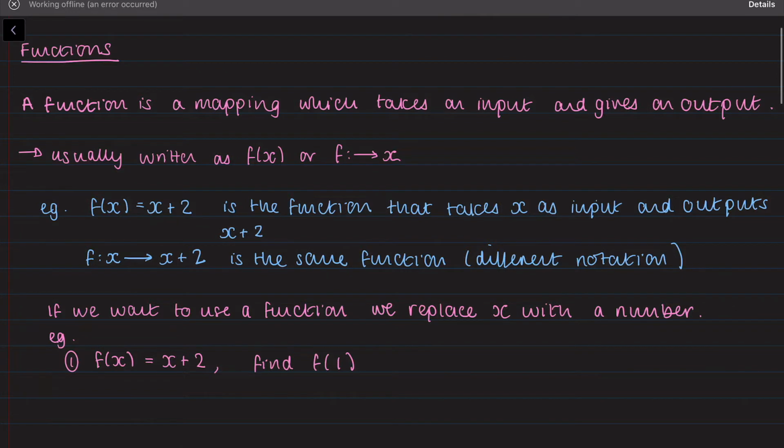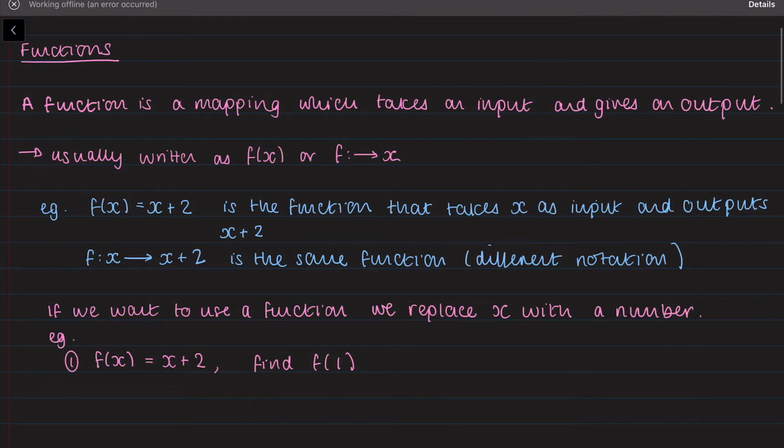So today we're learning about functions. A function is a mapping which takes an input and gives an output. The way I think about functions is that a function is like a black box, and I put something into my box and it does things inside the black box and then it gives me an output. We write functions as f brackets x, f takes x arrow to the output.